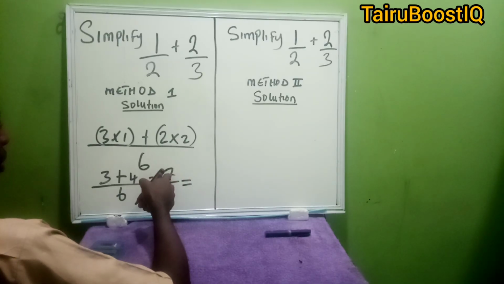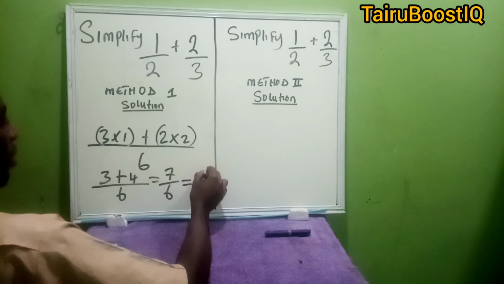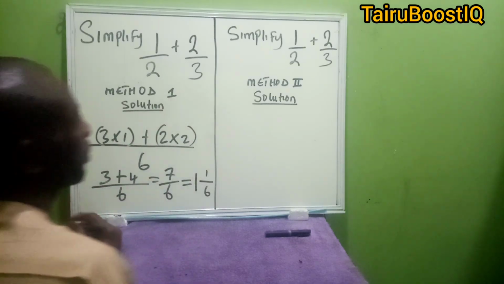Approximately how many times can 6 go into 7? It's going to go 1 time, then the 1 remains. Now let's go to this method.